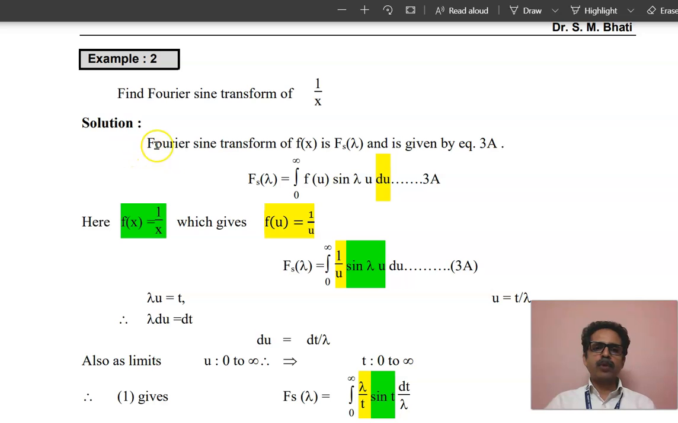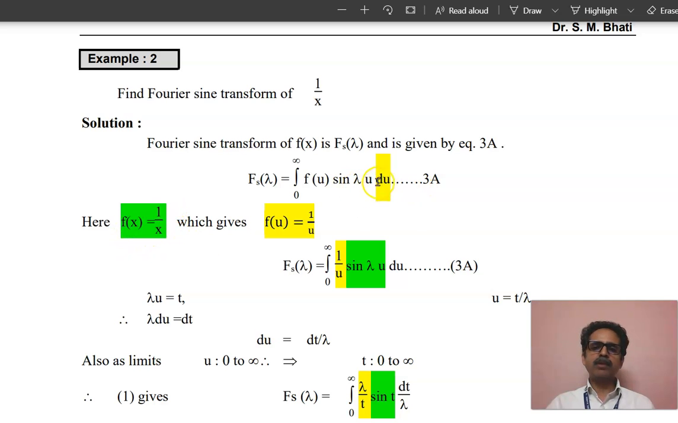Now the Fourier sine transform of the function f of x is capital Fs lambda, and it is given by equation 3a. Capital Fs lambda is equal to the integration from 0 to infinity of f of u sine lambda u du. Now we have to call this function 1 upon x as f of x. That means we must write f of x equal to 1 upon x.